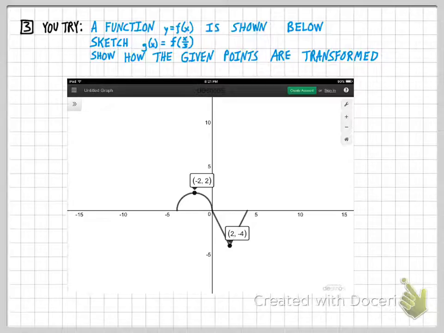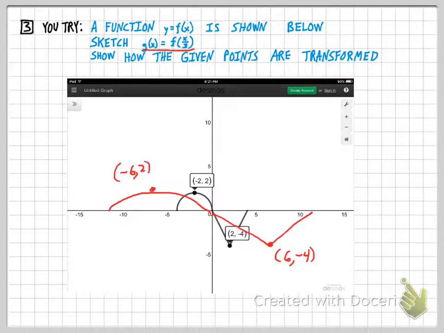Alright, our third box is a try. I've got, again, kind of an unusual function down below with a couple points on it. I'd like you to think about what the graph of f of x over 3 would look like. Be sure to show how the given points are transformed.